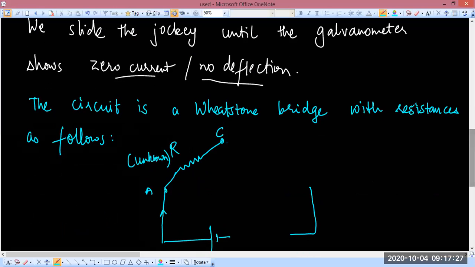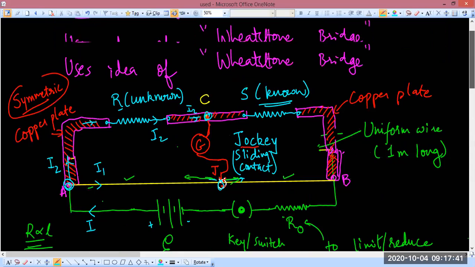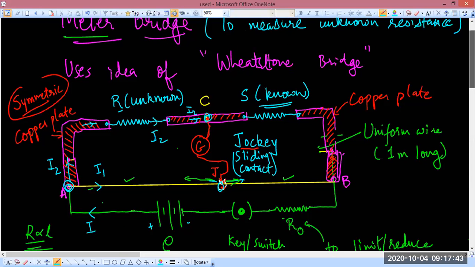Further, between C and B, there is a known resistor S. I hope you understood that, right? Clear? Everyone sees that between C and B there is known resistor S.